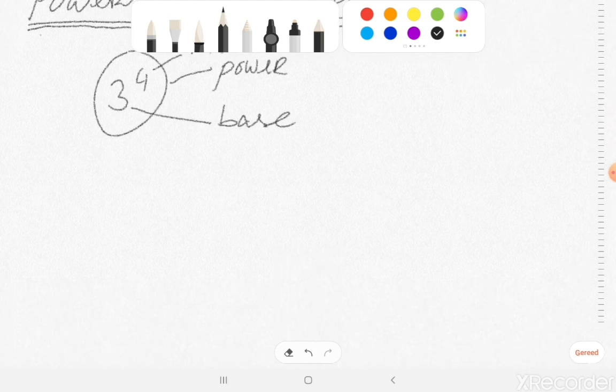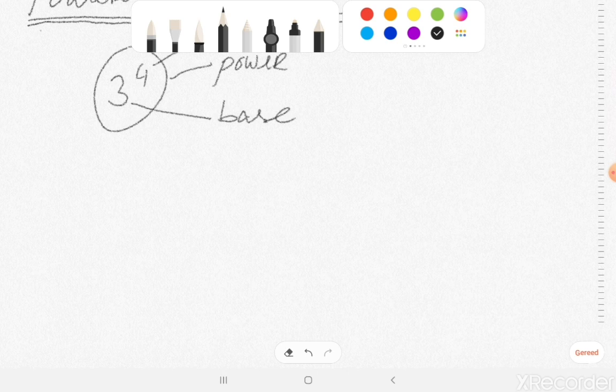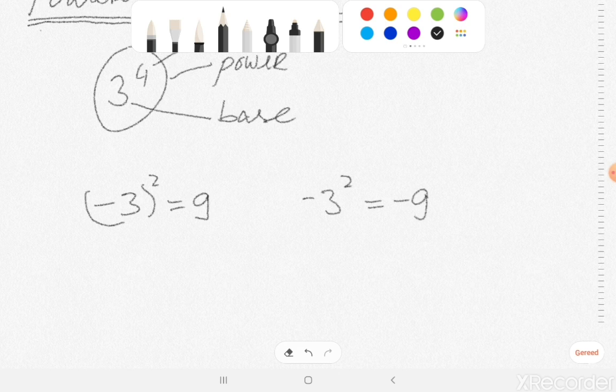If we talked about the squared, so to the power of 2, we know that there's a difference between minus 3 inside the bracket squared and minus 3 squared. Because minus 3 squared was 9, because you're going to do minus 3 times minus 3, and minus 3 squared without a bracket is minus 9. So please see the difference.